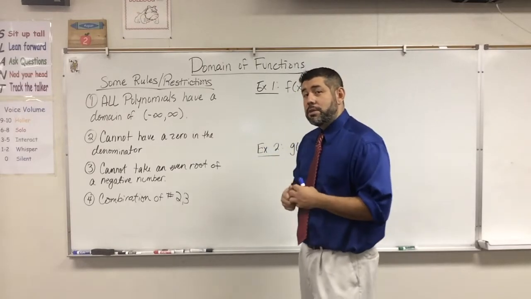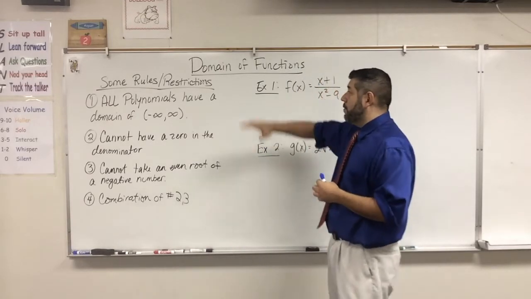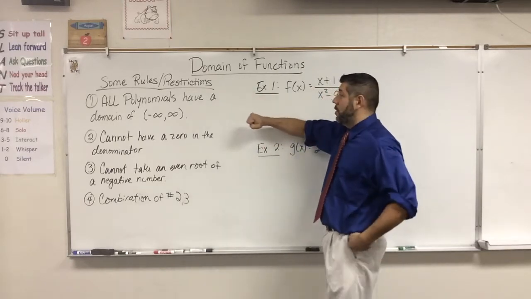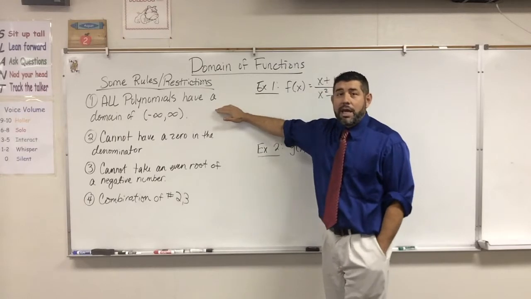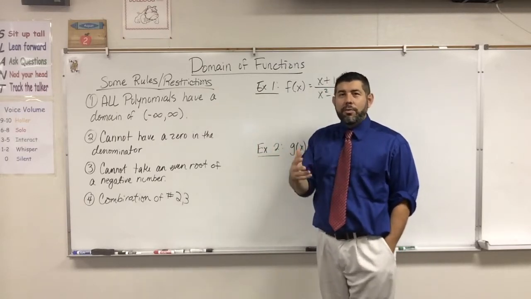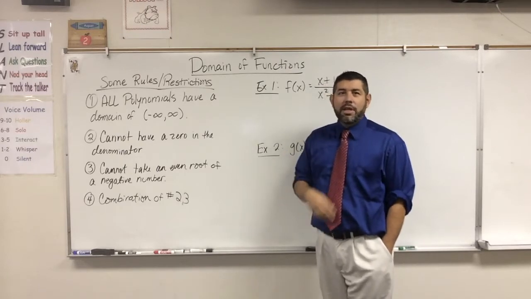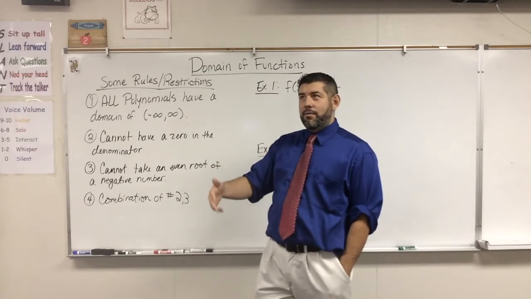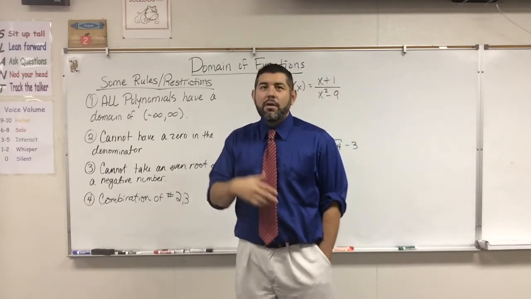So let's take a look at some examples here. First of all, we need to know some rules and some restrictions that we have. First of all, polynomials have the domain all real numbers all the time, okay? So any polynomial, x squared, all real numbers. x plus 4, all real numbers. x squared, x cubed plus x to the fourth plus x minus 1, all real numbers.